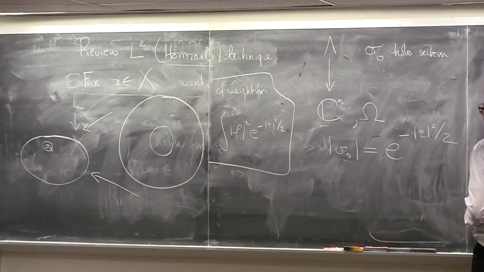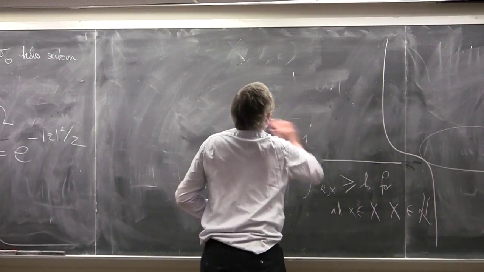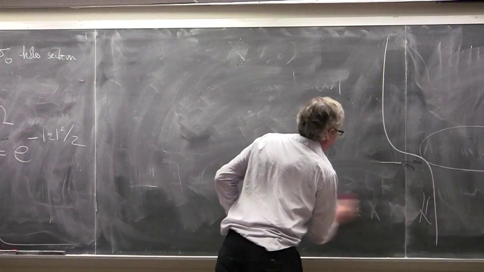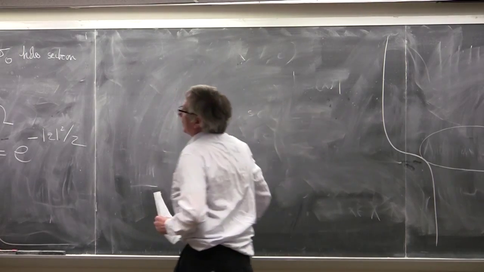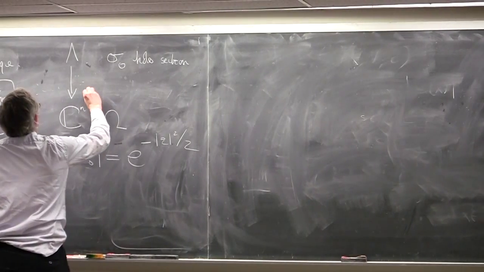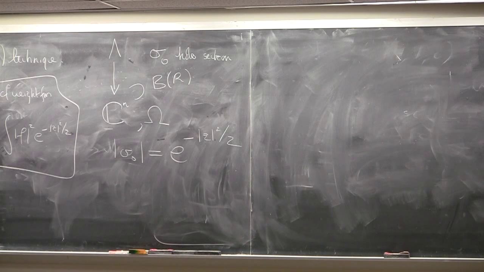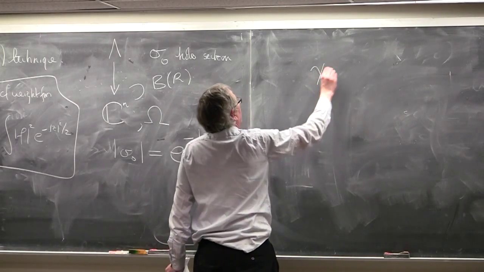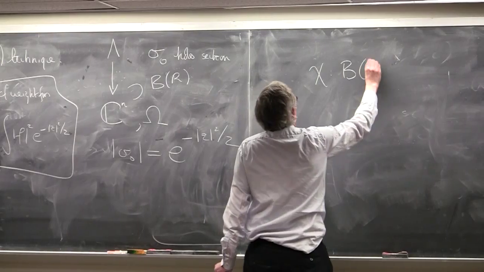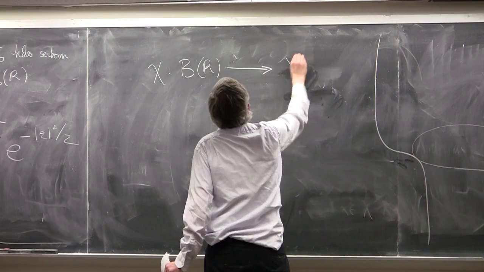So now we can say it. So we want to restrict to a big ball of radius R, say. So R is some fixed, well, some large number that we're going to fix very soon. A way of expressing what we're doing is that we can take a map chi from B of R to X.